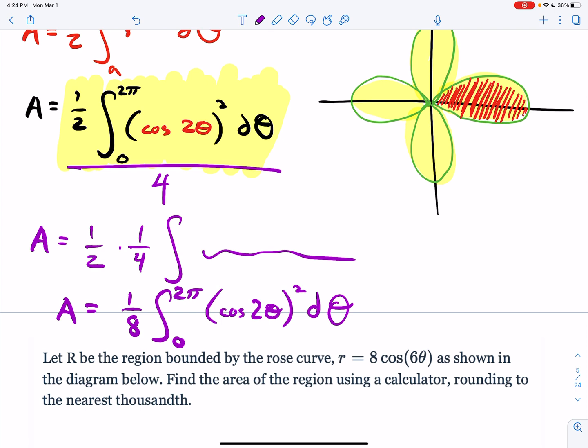Okay? And then you plug and chug. All right? When you guys go to your calculator, make sure that you're in function mode. Okay? Go ahead and try to type this one out. I'm going to do the same thing here. And make sure you're in radian mode.